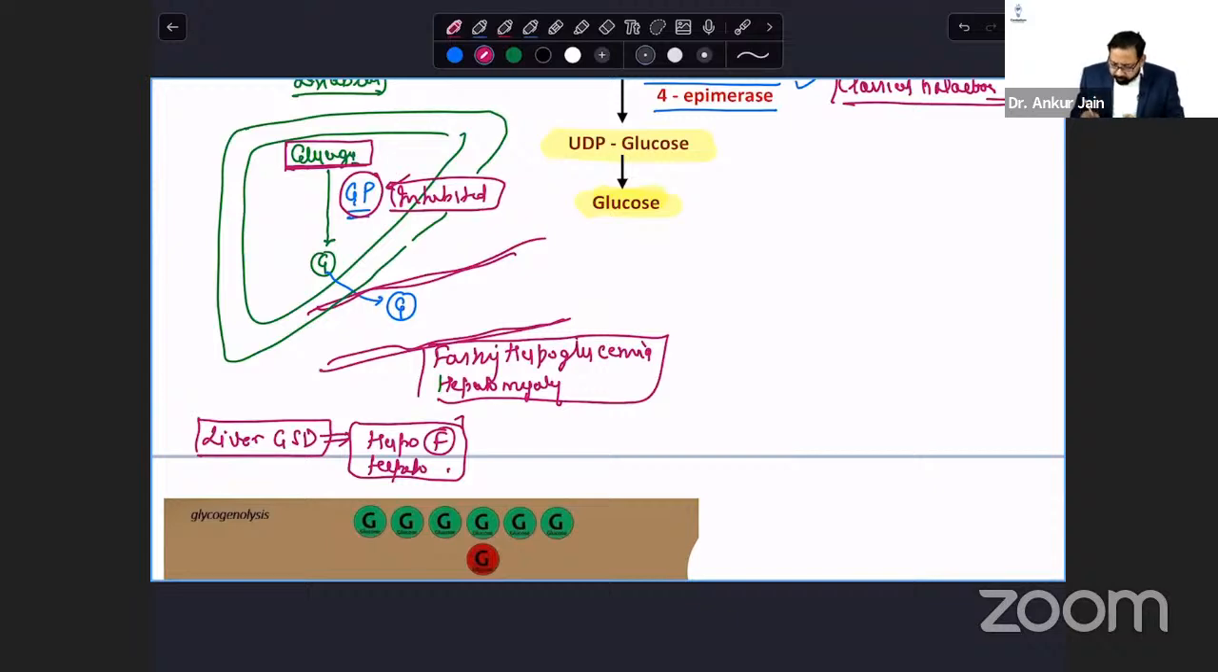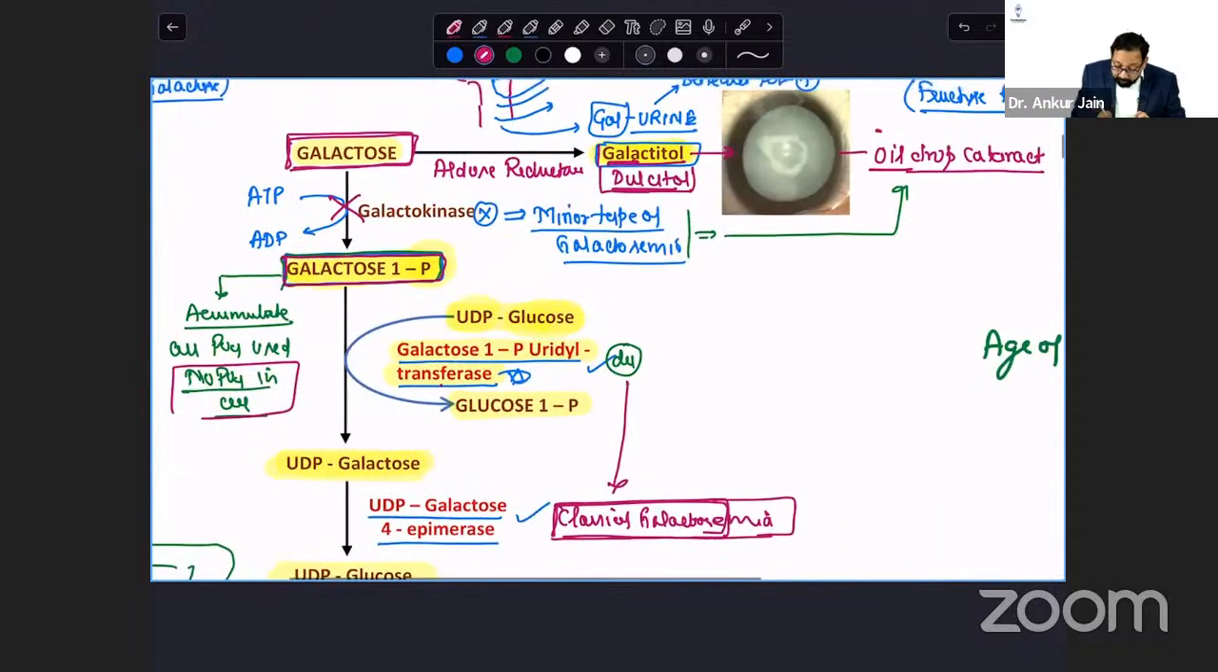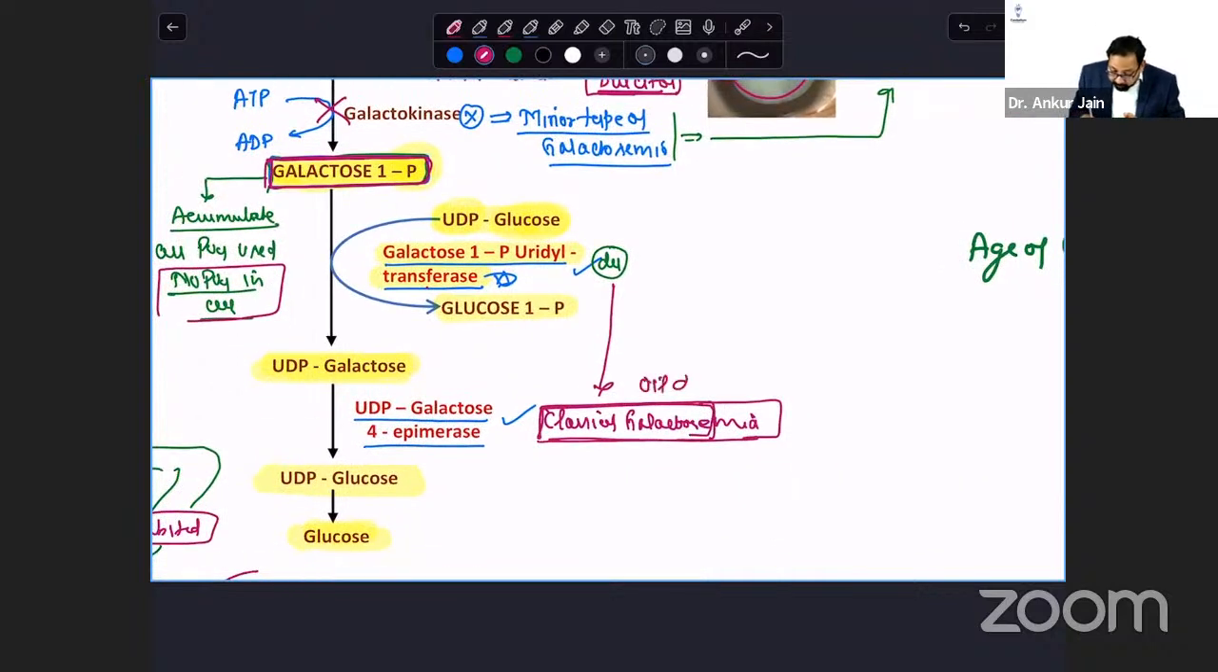Now, in galactose 1 phosphate uridyl transferase deficiency, I told you the name is classical galactosemia. Point it out. Galactosemia means galactose is present in blood. This galactose will also accumulate. Why? When all the phosphate is depleted, galactose will not be converted to galactose 1 phosphate. Galactose will accumulate. Extra galactose will be converted to galactitol. Galactitol will accumulate in lens to produce oil drop cataract. So classical galactosemia, oil drop cataract.